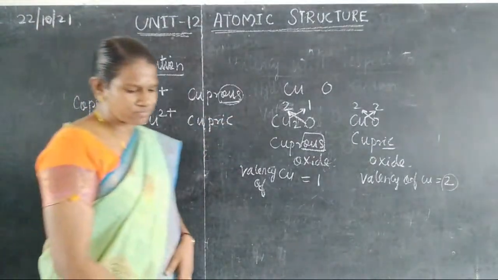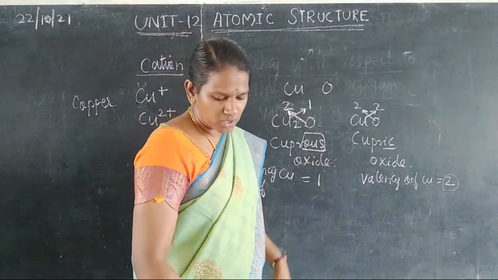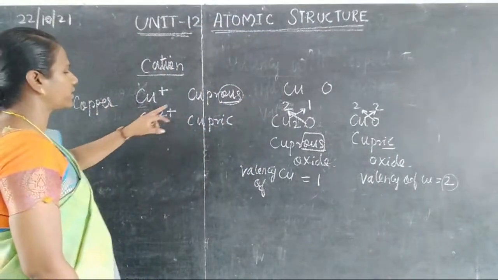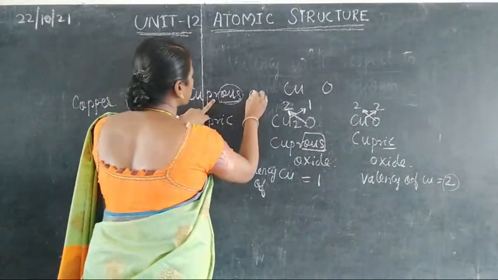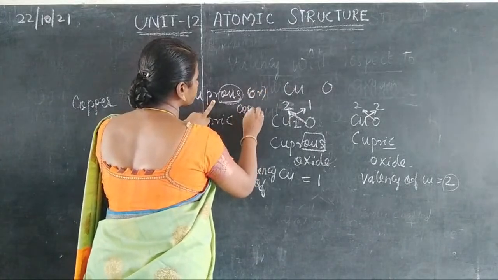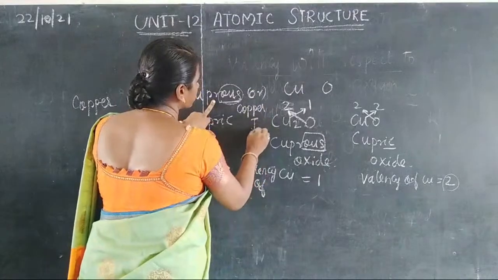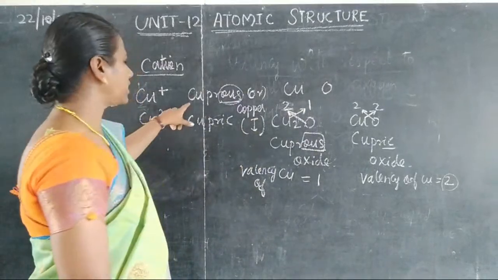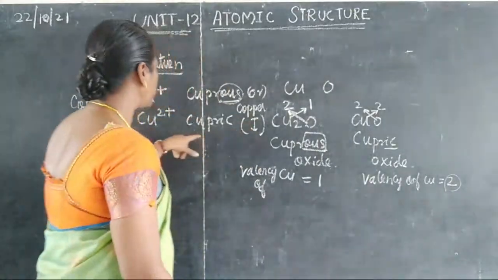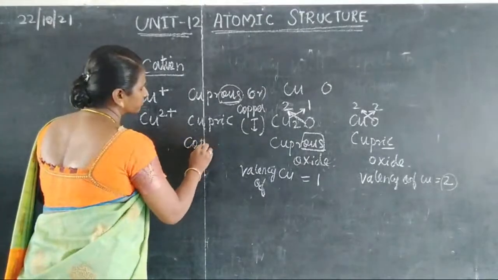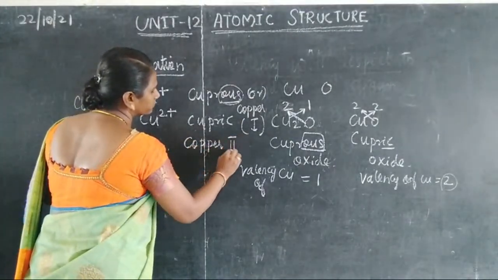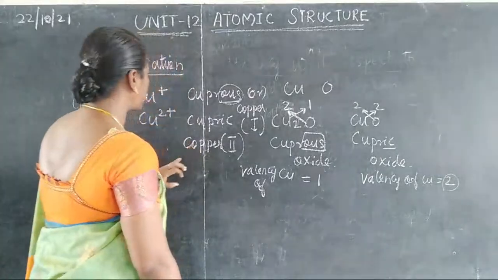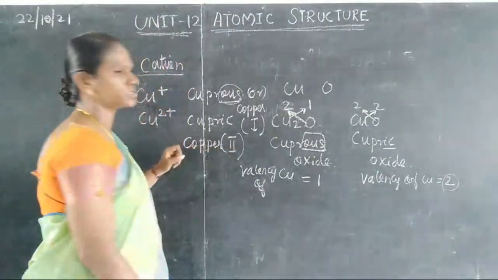In the same manner, there are some other examples given. Iron, which forms Fe2 plus and Fe3 plus. In this case, we can write cuprous otherwise as copper with the Roman numeral 1 in parentheses, because that means the valency of copper here is 1. And what about the cupric? We can write it as copper with the Roman numeral 2 in parentheses, which indicates that the valency of copper here is 2.